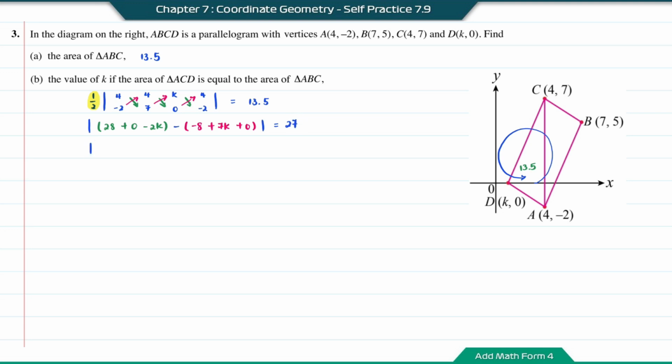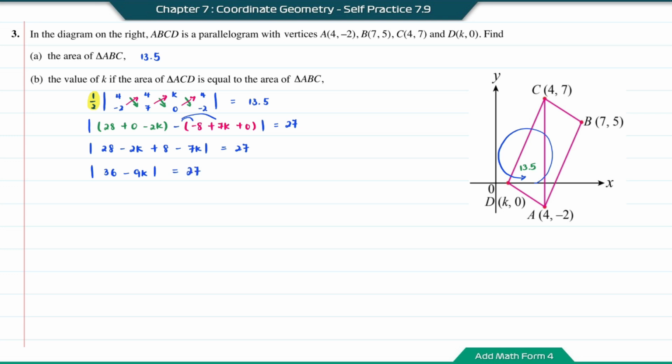So next, we're going to get everything out of the brackets. So for the first one, we're going to get 28 minus 2K. So here we're going to get plus 8 and minus 7K. So this is equal to 27. So 28 plus 8, we're going to get 36, and negative 2K minus 7K, this is negative 9K.